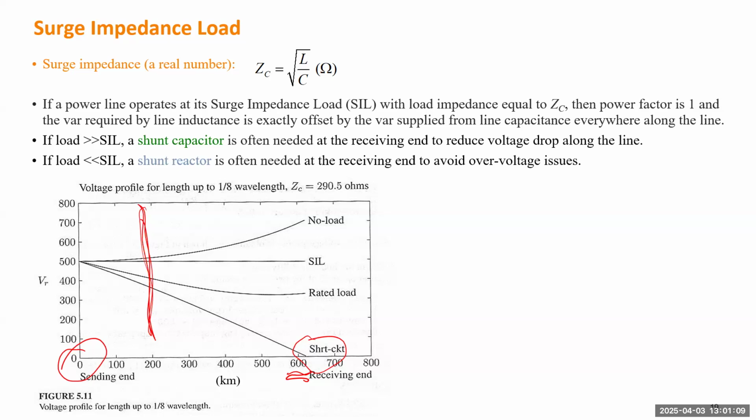All right, so it has different conditions. If you have a short circuit at the end of the line, the voltage will decline almost linearly, following this straight line.